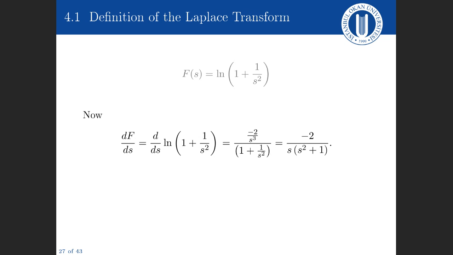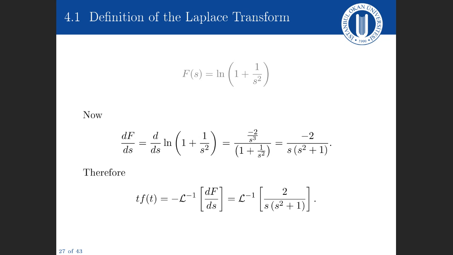To do that, I'm going to need to use partial fractions. If we can find the inverse Laplace transform of this function, which is, say, if we can find the inverse Laplace transform of plus 2 over s squared plus 1, we just divide by t and we're done. So this function I want to write in partial fractions.